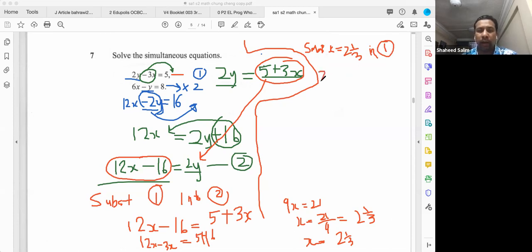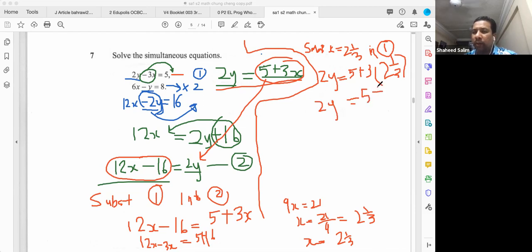So now down here is 2y. You see 2y is equal to this one. 2y is equal to 5 plus 3x. X is 2 1/3, but I make it an improper fraction: 2 times 3, 6 plus 1, 7. Or you can use your calculator, no problem. Once you calculate, you will get 2y equals to 5 plus 7, which is 12. 2y is equal to 12. Y equals to 12 over 2.